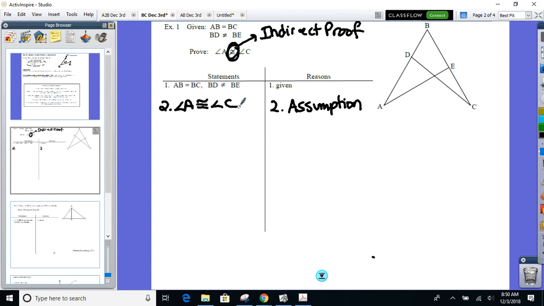Watch where this leads us. I'll give you a second to mark your diagram. I have AB congruent to BC, and I have angle A congruent to angle C. And you're probably wondering how that other given, BD does not equal BE, is going to come into play. Oh, it will.